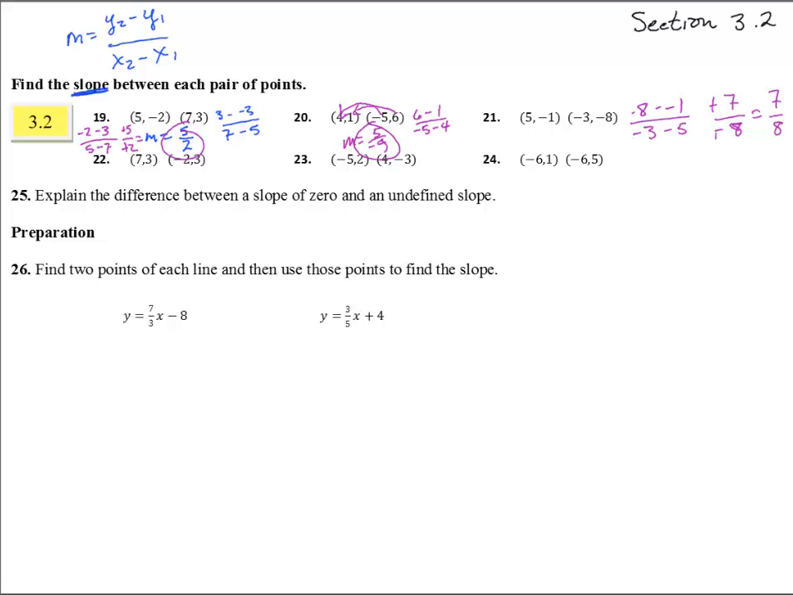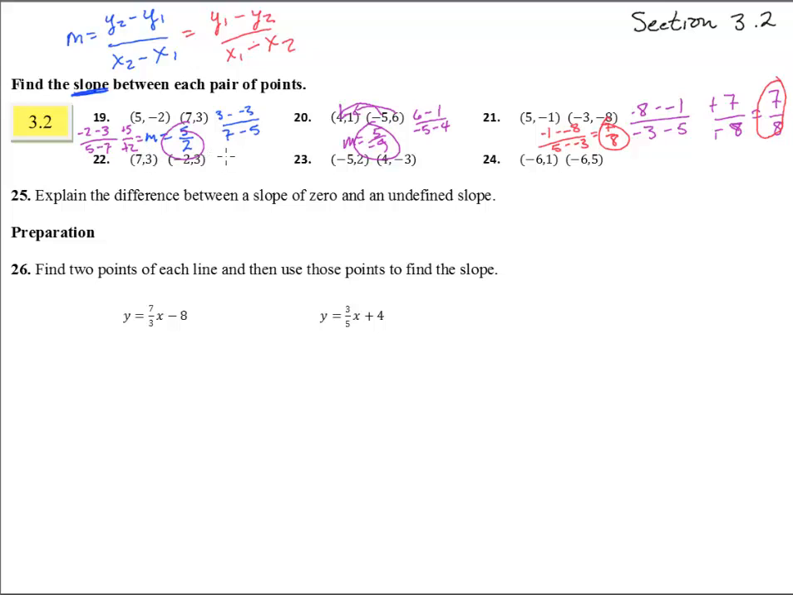So similarly, I'll do it the other direction just to make sure you're okay with that. Negative 1 minus a negative 8 over 5 minus a negative 3. This would give you positive 7 over positive 8. And so with that ratio, you get the same answer whether you do y2 minus y1 over x2 minus x1 or y1 minus y2 over x1 minus x2. So either one of those is okay. Number 22.